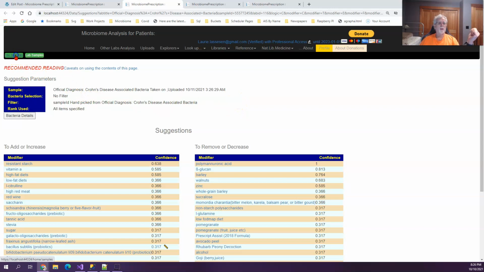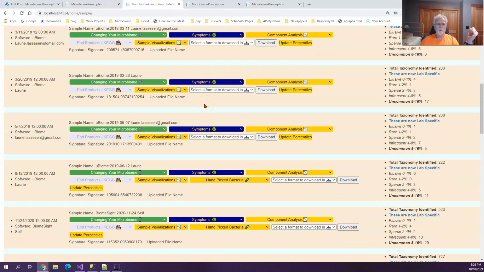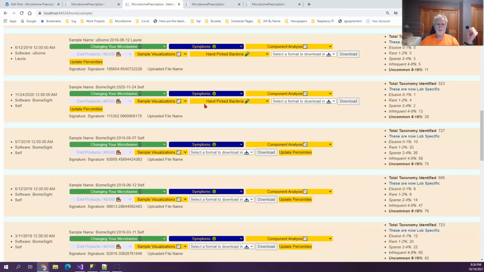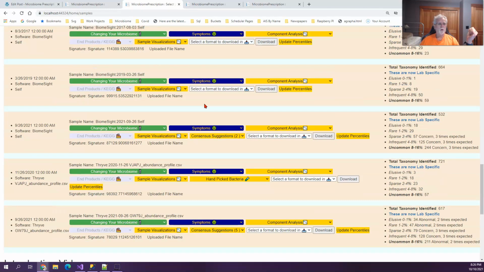Now, I'm not going to bother looking at them. I'm going to go back to 16S samples. And what we will find is, wherever we are, that's the Thrive Biome site. Voila, we have consensus suggestions based on 2 analyses. We have all the data from both analyses stored on the database for 24 hours, which allows us to create a consensus report for that.